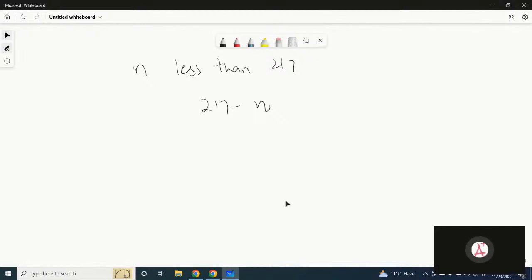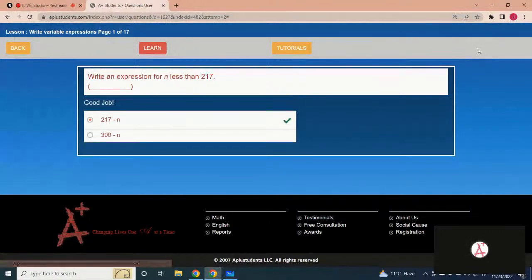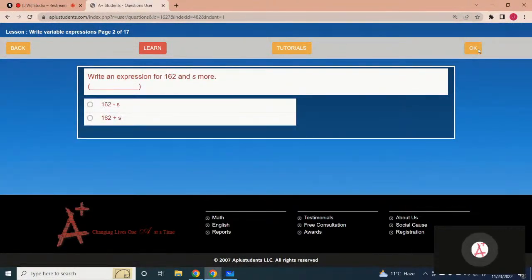So just select the correct option and click only. It would be 217 subtract n. Got it? Okay, the next one is write an expression for 162 and s more. More means you have to add. So which option is the correct one? Which one is the correct option? The first one or the second one?